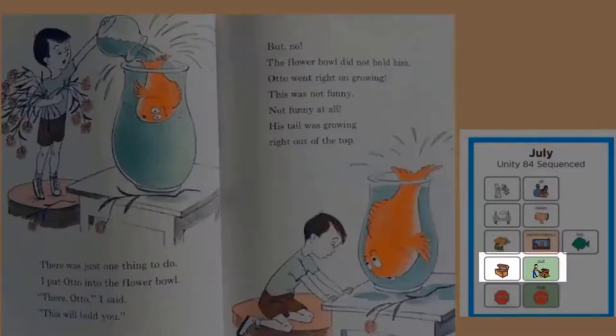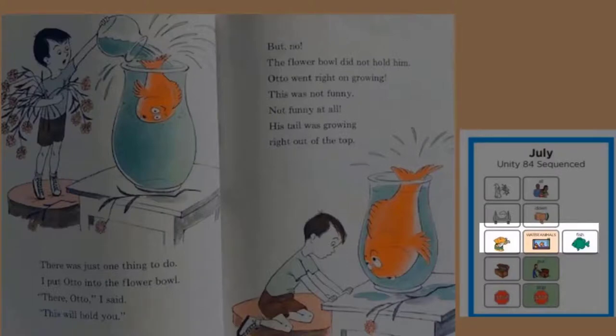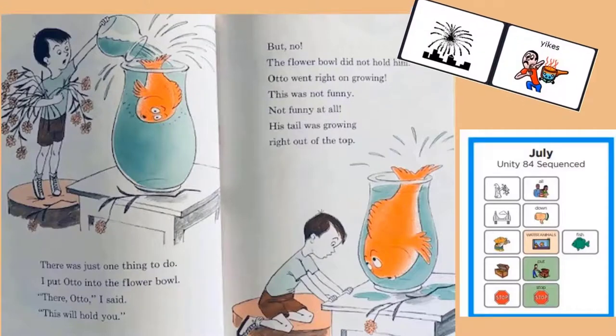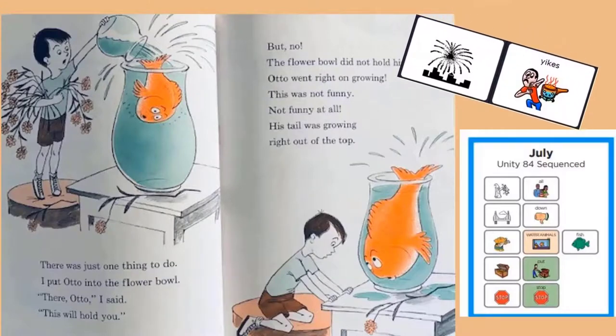The boy had to put him in a big vase for flowers because his fish would not stop growing. Do you remember why he's growing so much? Yikes!